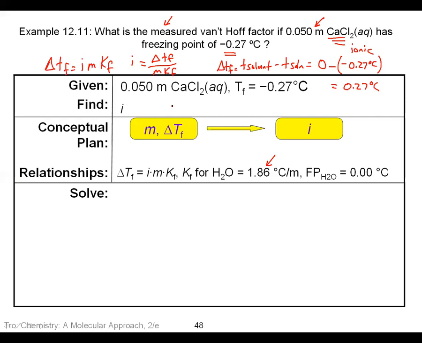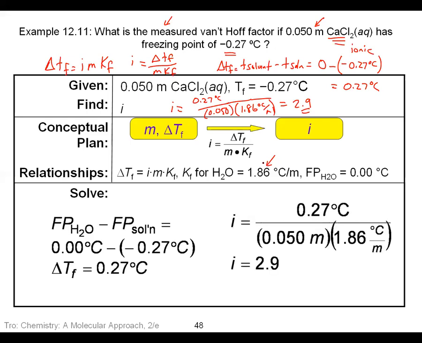And now we can figure out i would be 0.27 degrees Celsius divided by our molality 0.05 divided by our Kf, which is 1.86 degrees Celsius over molality. And if we do all that, we get something like an i value of 2.9 for the van't Hoff factor for calcium chloride in this particular solution, right?